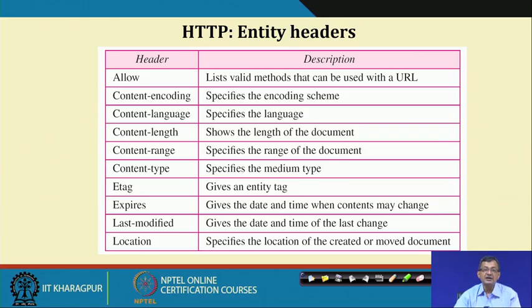Then there are HTTP entity headers. Allow lists the valid methods, then content encoding. These are more related to the entity, like content length, content range, content type, when it expires, last modified date, location, which specifies the location of the created or modified document. So these are the different entity headers.